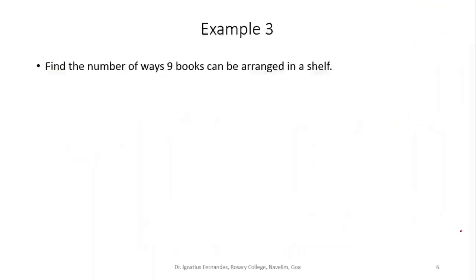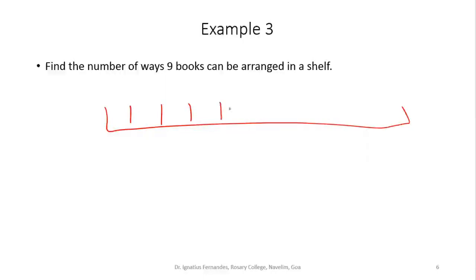Okay, so if I consider this example, find the number of ways 9 books can be arranged in a shelf. So you have a shelf, and you want to arrange these 9 books in this shelf. So basically I have something like 1, 2, 3, 4, 5, 6, 7, 8, 9. I have these 9 positions, and I want to arrange these 9 books in these 9 positions. So it is like arranging these 9 books or 9 objects anyhow. So what will be the answer? It will be 9P9, straight away 9 factorial.